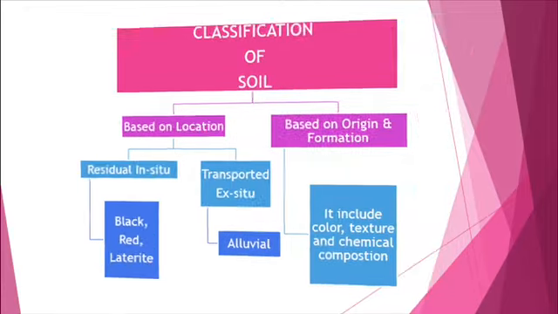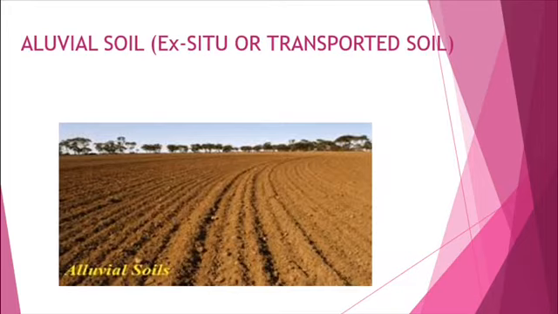In India, the classification is particularly based on the physical and chemical properties, on the basis of age, texture, color, composition. Soil can be classified as alluvial soil, black soil, red soil and laterite soil. Alluvial soil in detail. Alluvial soil is also known as transported soil, or of transported origin, or ex situ soil.